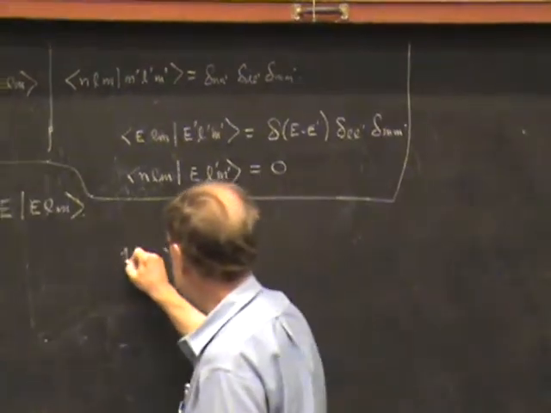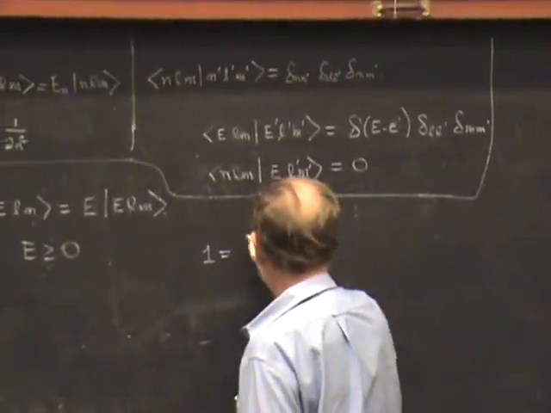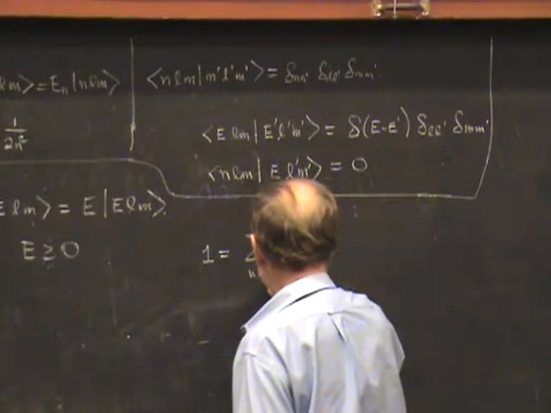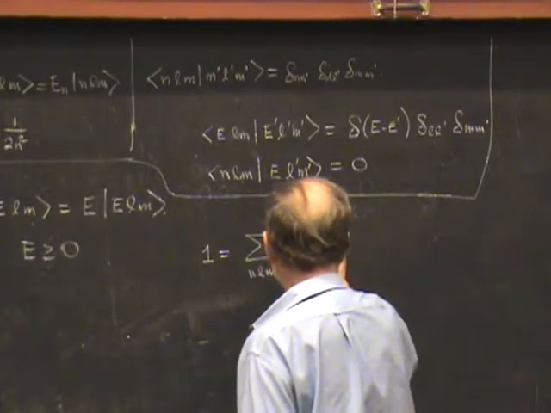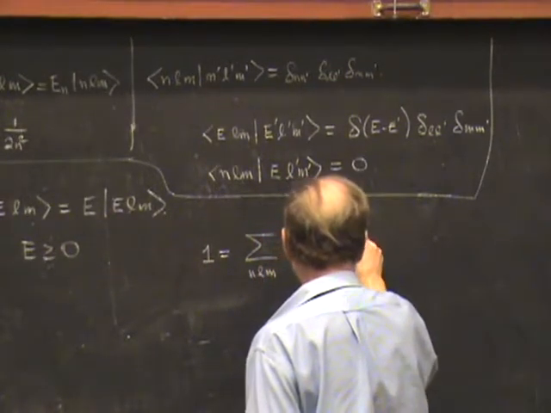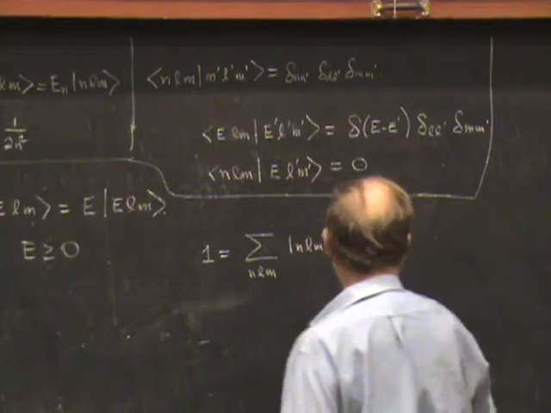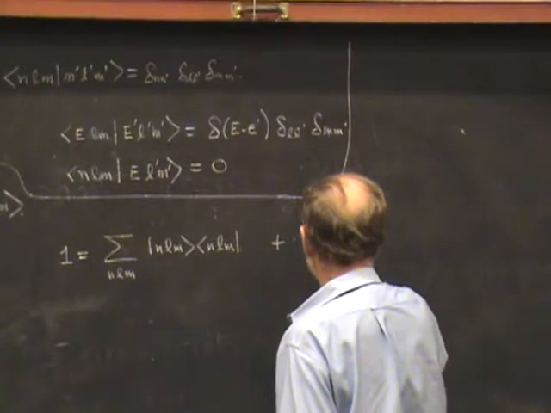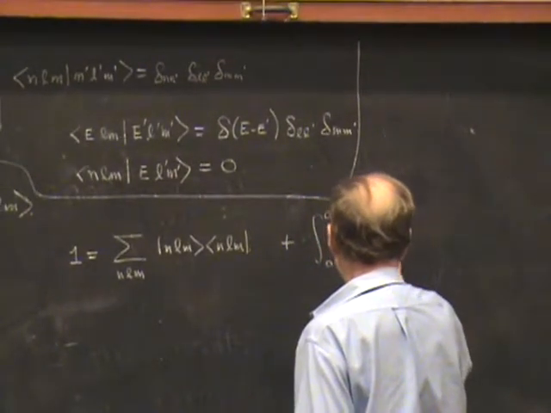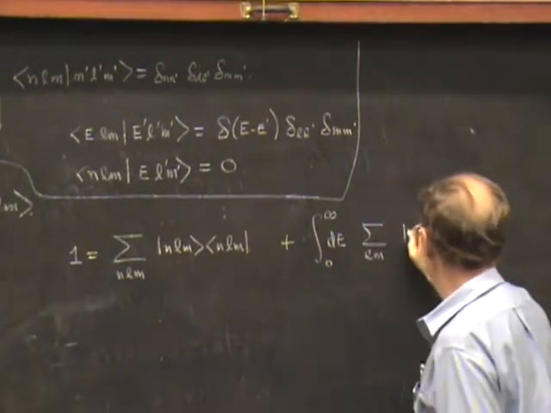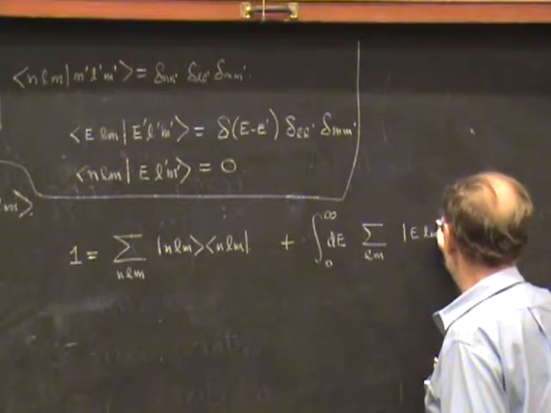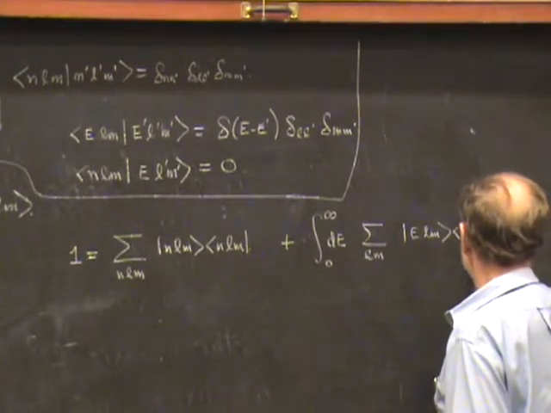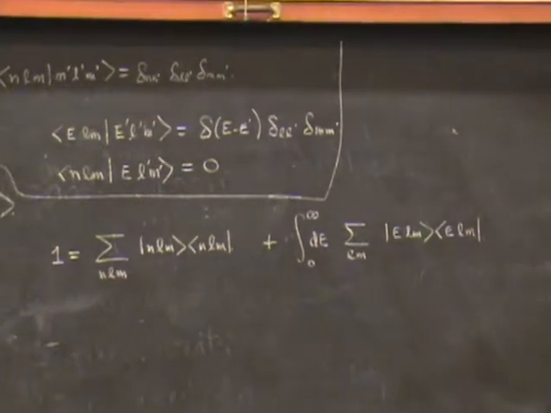Now, here is the resolution of the identity for the hydrogen atom. We have the sum on nlm, which runs over all the bound states, of the outer product |nlm⟩⟨nlm|. And then we need an integral from 0 to infinity over energy, and then a sum on lm of |Elm⟩⟨Elm|, the outer product. This is what it looks like.